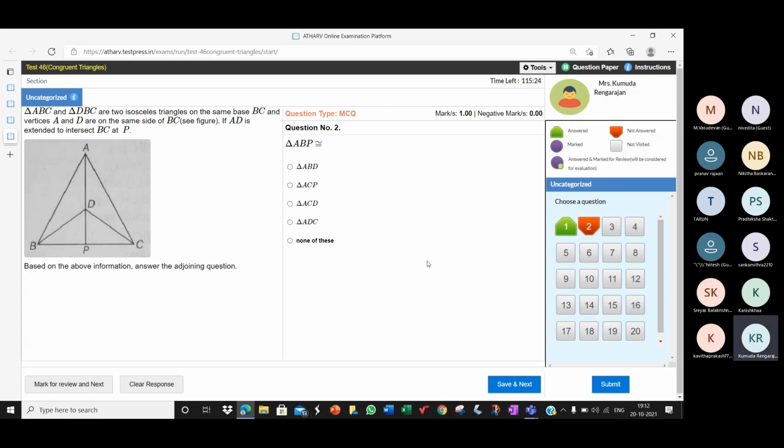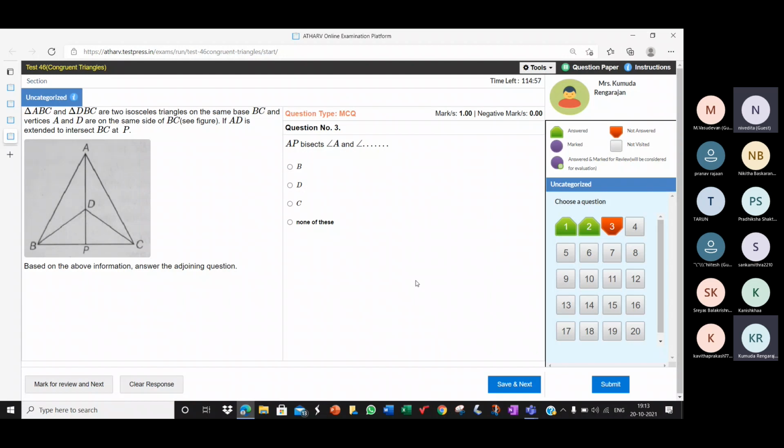For the same direction, next question. ABP is congruent to ACP, ma'am. ABP is congruent to ACP. Yes, ma'am.